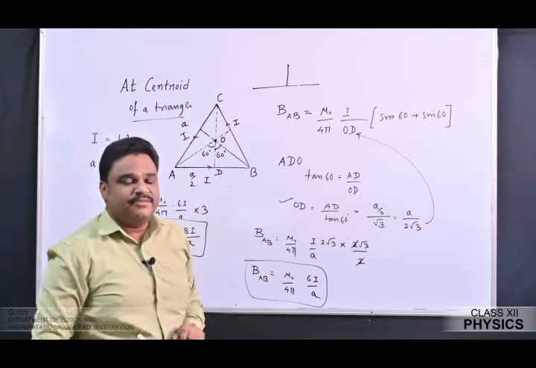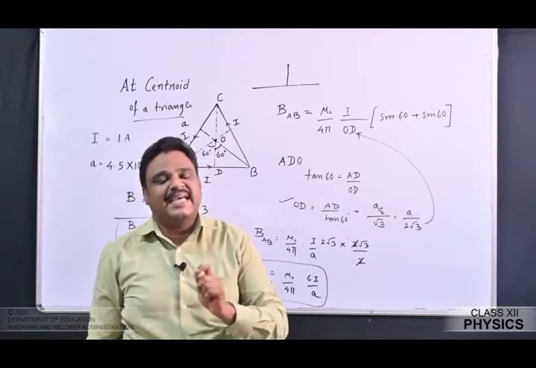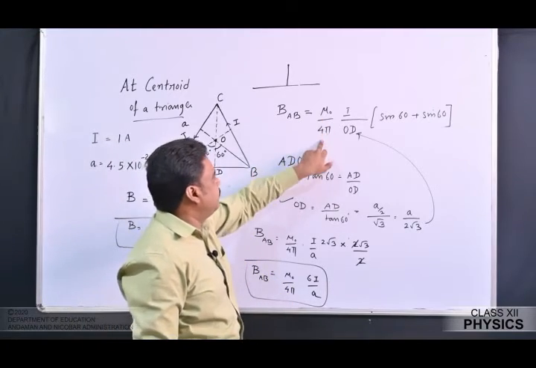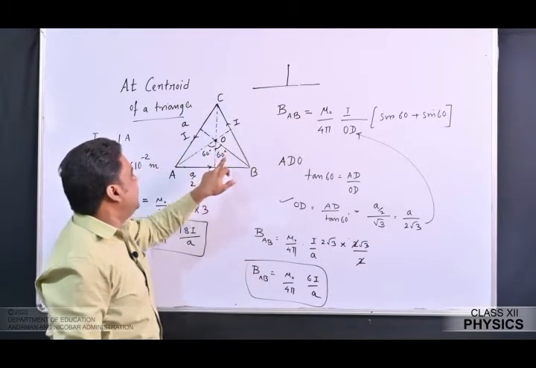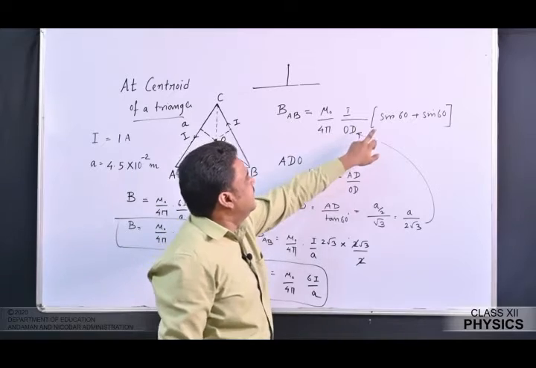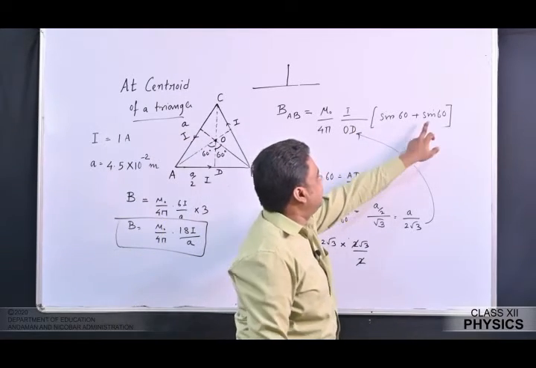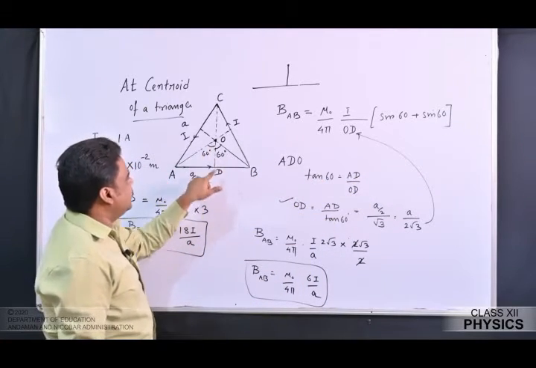So what is the formula for this? It is mu naught by 4 pi I by A into sine phi 1 plus sine phi 2. Here I change the values as per the question. So mu naught by 4 pi I by OD, since the observation point will be OD, into, the angles phi 1 and phi 2 are 60, so sine 60 plus sine 60. Now the only unknown is OD. So how to get OD?